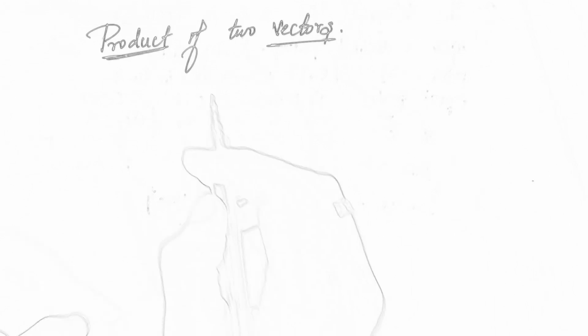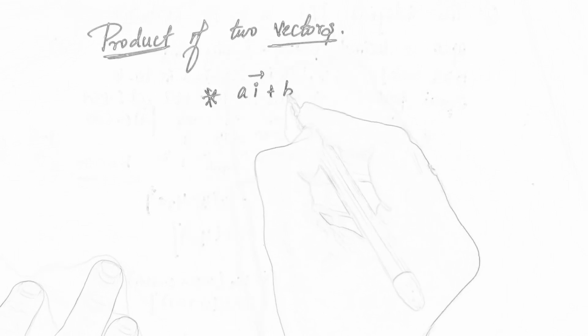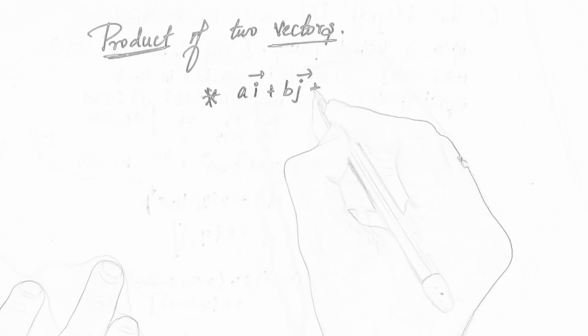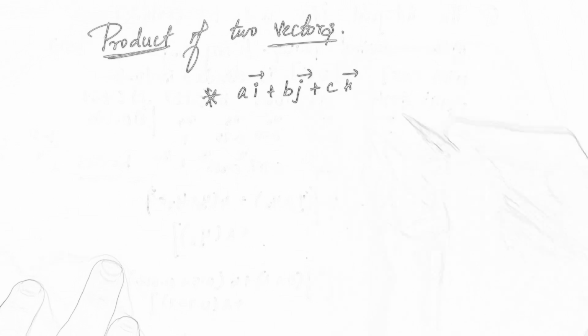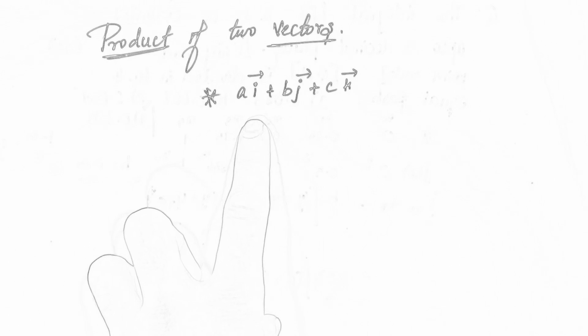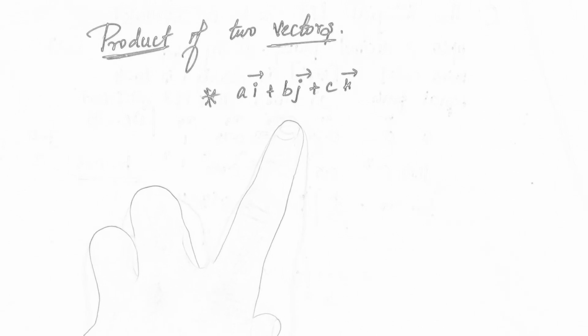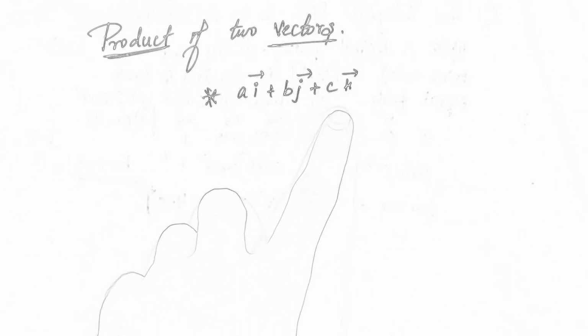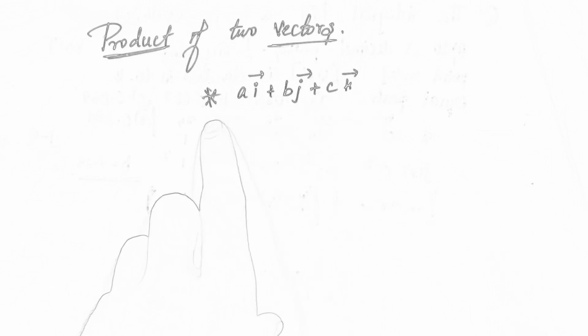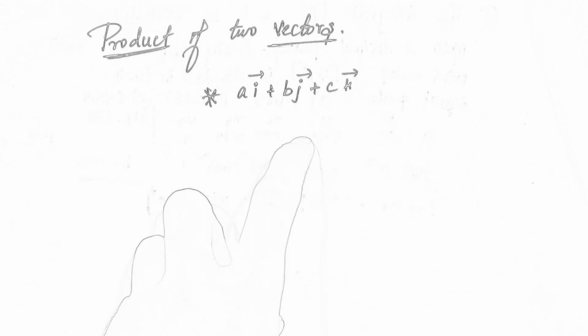First of all, how do we represent a vector? So a vector is represented in the form of a i vector or else i cap, plus b j vector or j cap, plus c k vector or k cap. So this is a form of vector where a is in the direction of the x axis, which corresponds to i vector, and b corresponds to the y axis, which corresponds to j vector, and similarly c is for the z axis and k vector. Here a, b, c are constants, whereas i vector, j vector, k vector represent the vectorial direction.